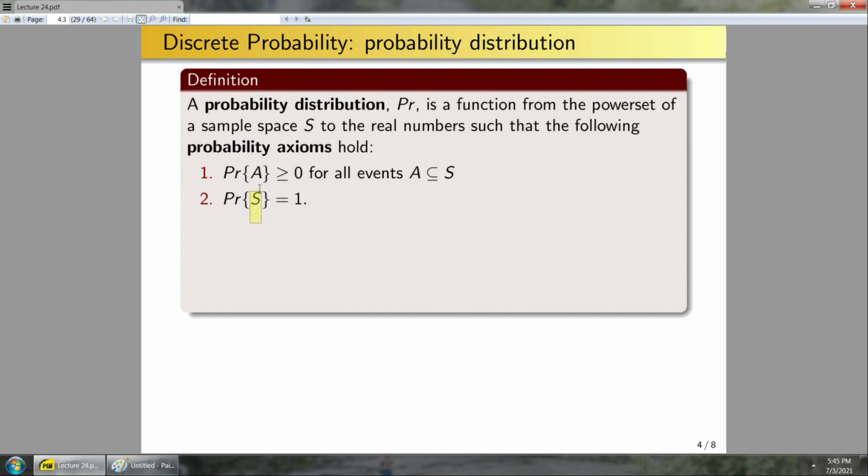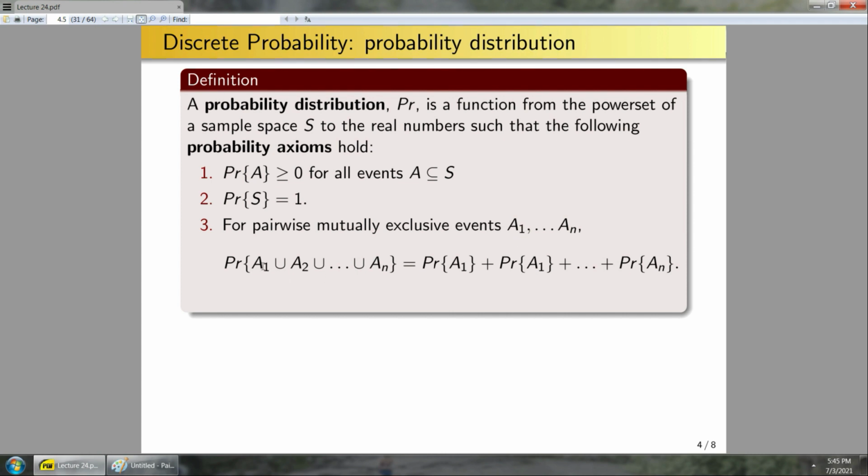Why is it the certain event? Well, this axiom states that the probability that S happens is 1. Therefore, it is certain. Next, for mutually exclusive events A1 through AN, so events where each one of these sets have nothing in common, the probability of this union is simply equal to the sum of the probabilities of each of these events. So explicitly, what are these axioms really doing?